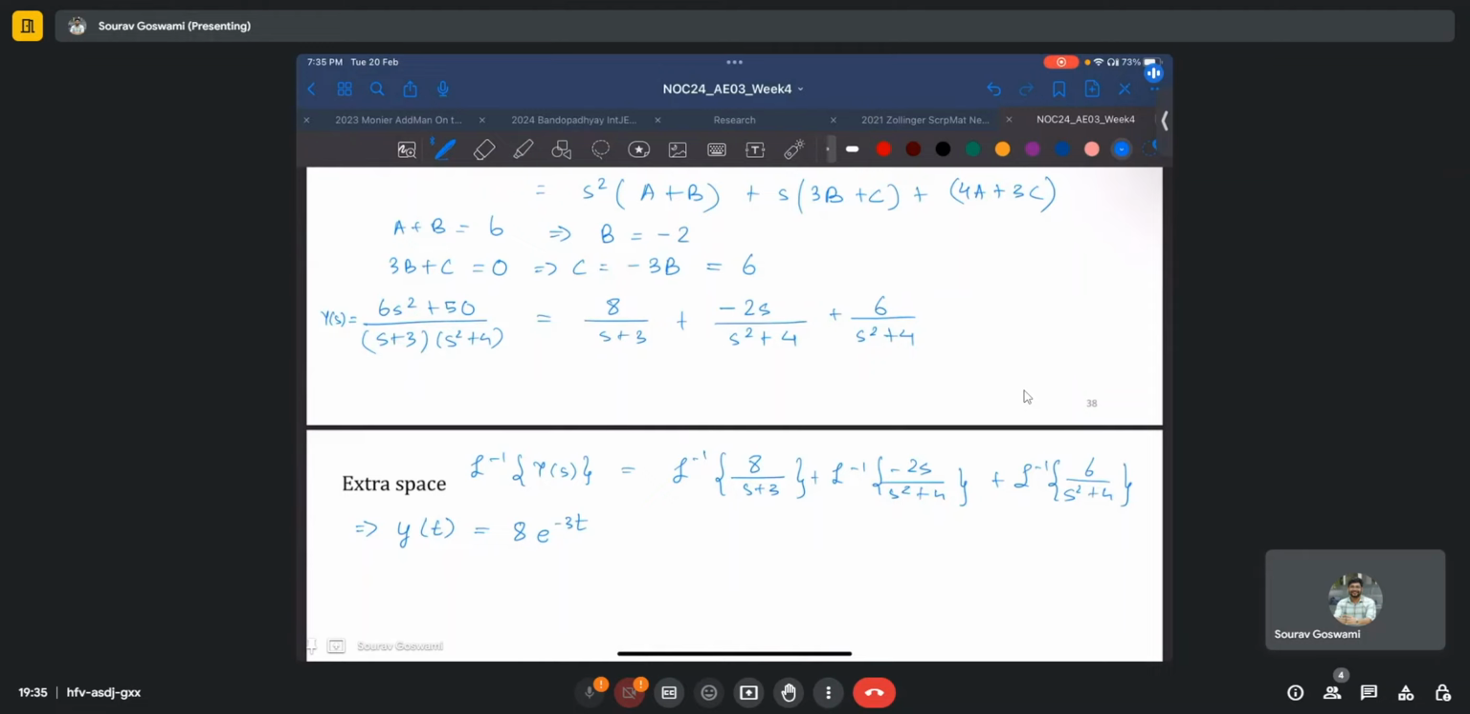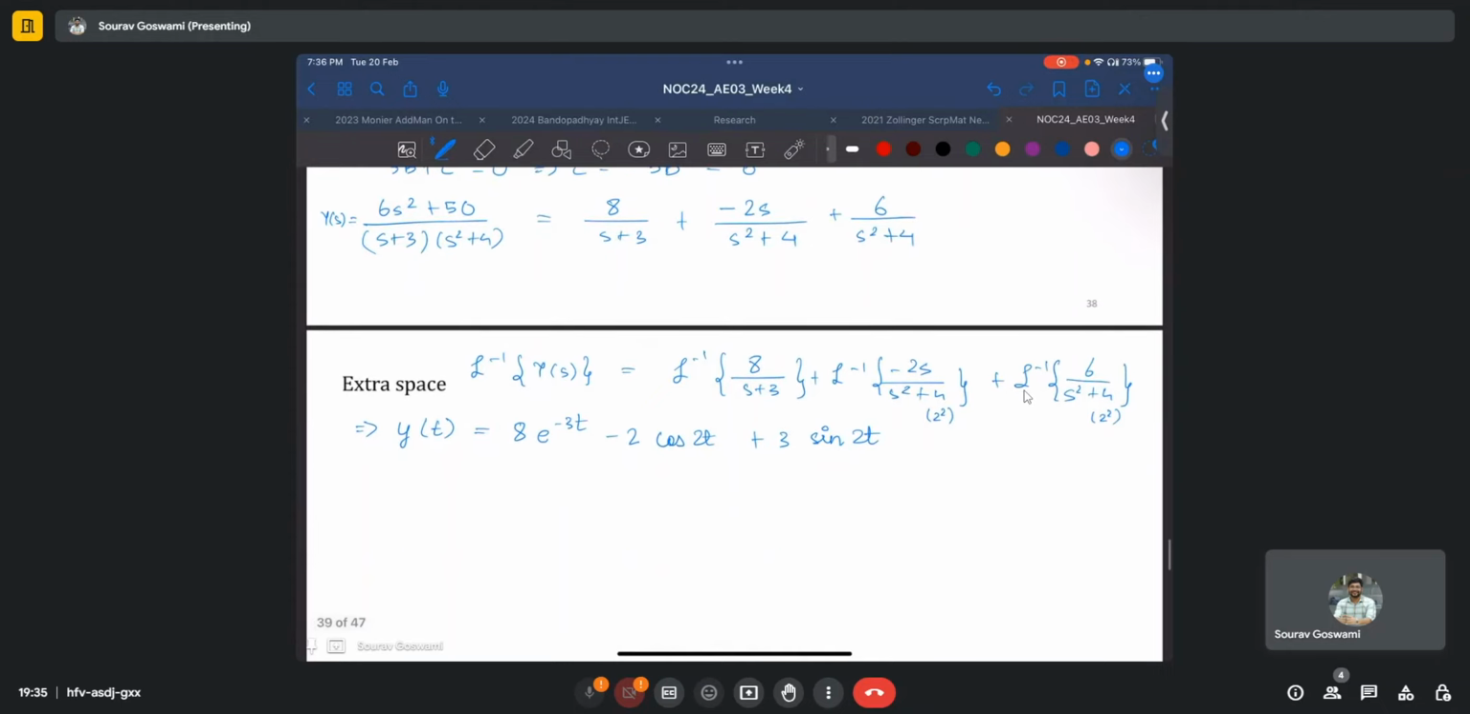For s by s square plus 2 square, we have cos of 2t, and again for a by s square plus a square, we have sine of 2t. This is the necessary solution. I'll just write it out in case it's not clear.